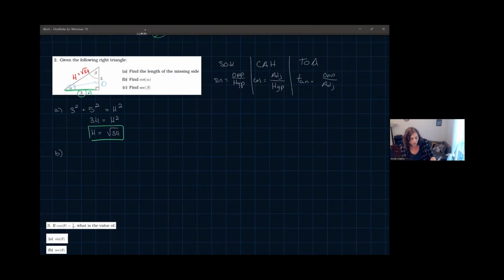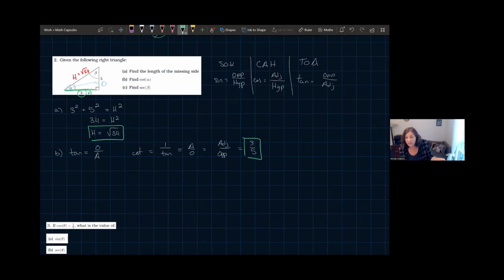So now I can find cotan. I know that tan would be opposite over adjacent. Cotan, remember, is the reciprocal of tan. So if tan is O over A, that means cotan has to be A over O. So it's the adjacent side length divided by the opposite side length, which would be 3 over 5. And that's all there is to it.